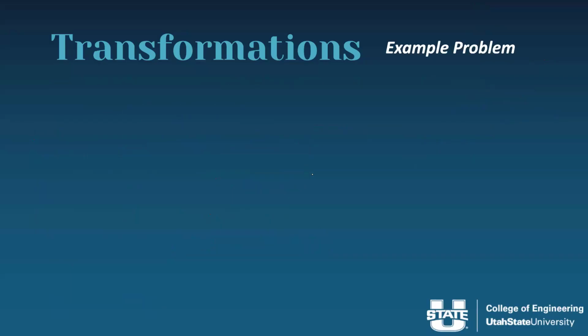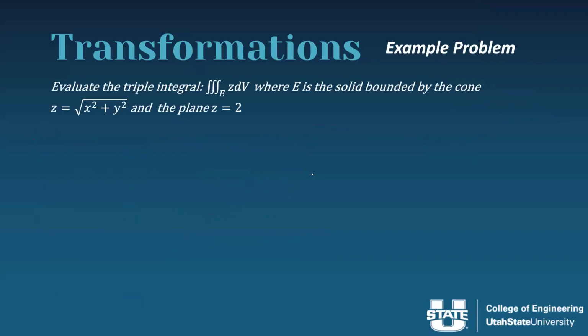So now we're just going to do an example problem with transformation. That one was just finding the Jacobian. Now we're going to do a whole example problem, and this will be the last thing we do today. So we're going to evaluate the triple integral of this function right here, where E is some shape that is bounded by a solid cone, where z is equal to this, and the plane z equals 2.